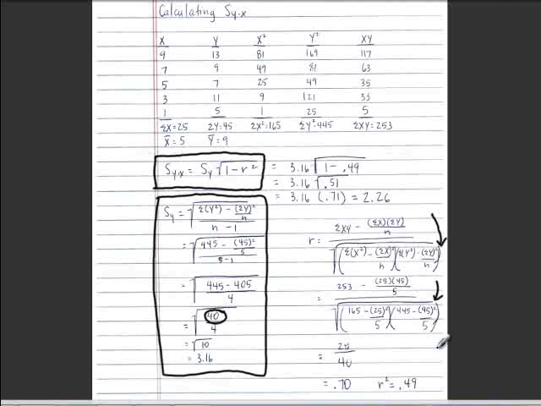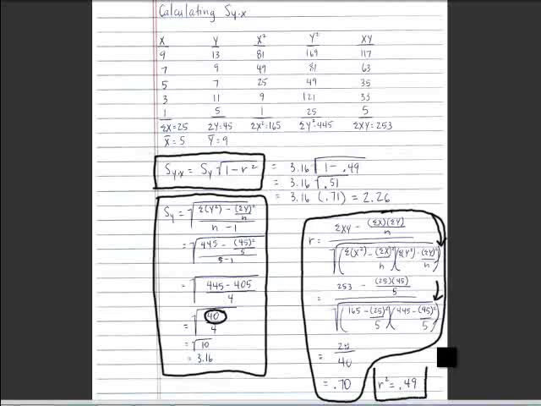So I plug that into my formula, and then again, as a review, over here, I calculated r for you. Kind of draw a circle around that so that you can find it. I'm not going to talk you through that calculation again. You've done that already. But r is equal to 0.7. So we square that. That's 0.49.